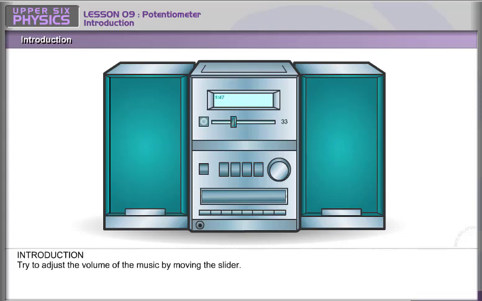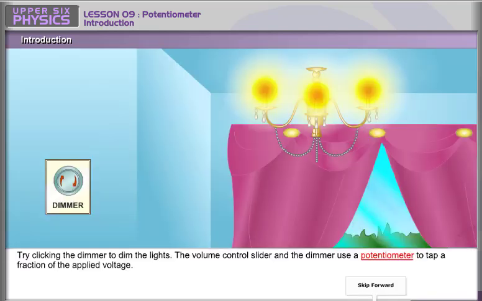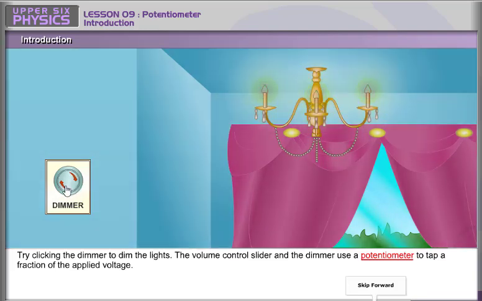Introduction. Try to adjust the volume of the music by moving the slider. Try clicking the dimmer to dim the lights. The volume control slider and the dimmer use a potentiometer to tap a fraction of the applied voltage.